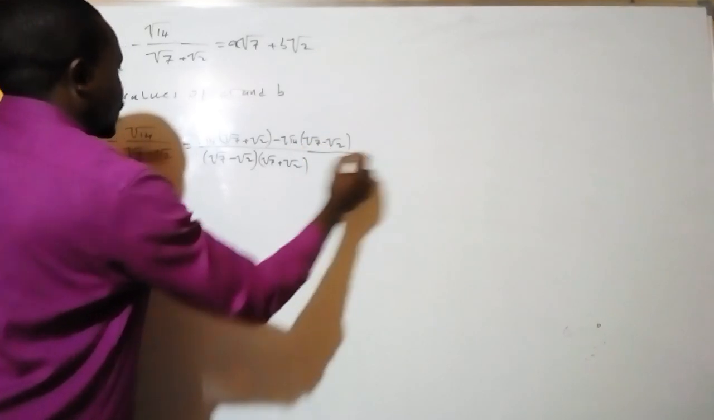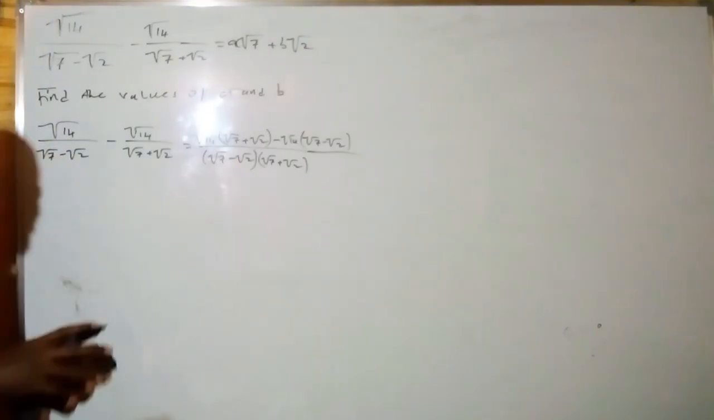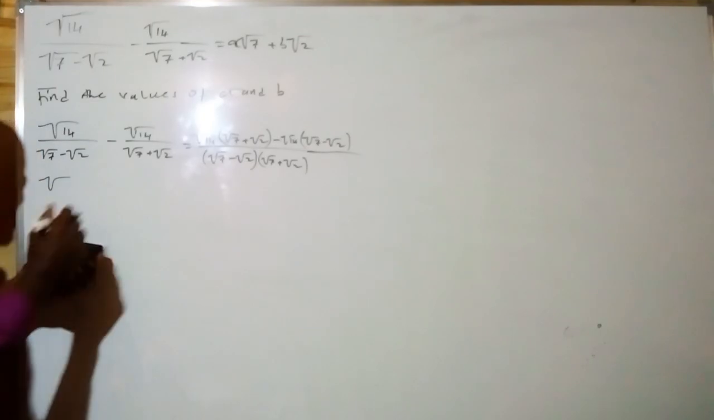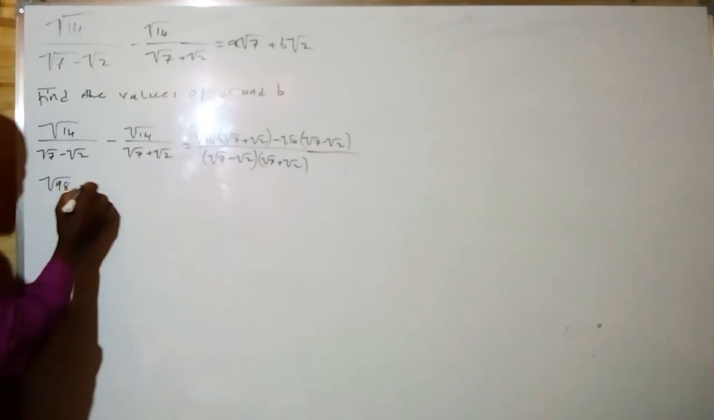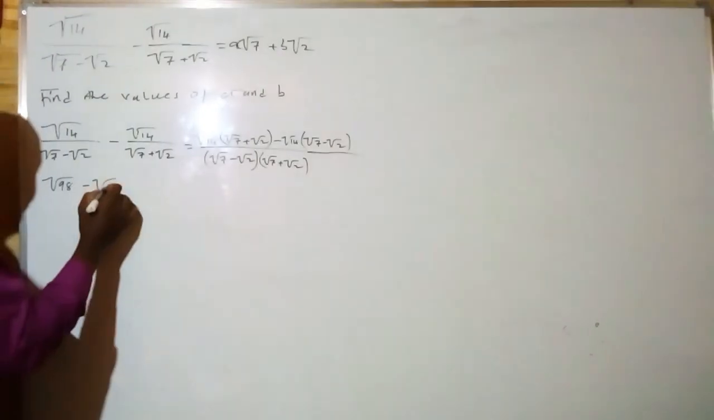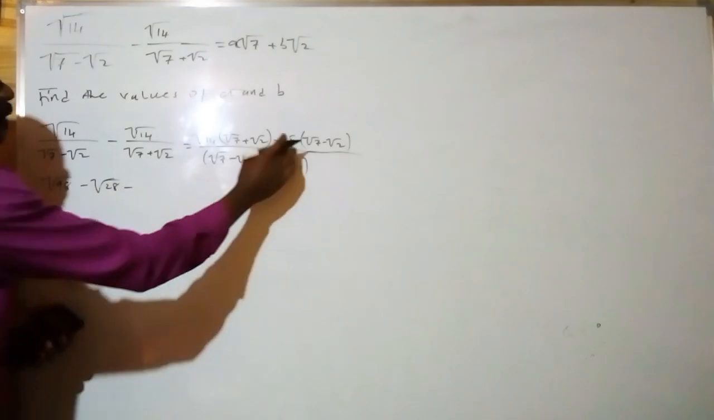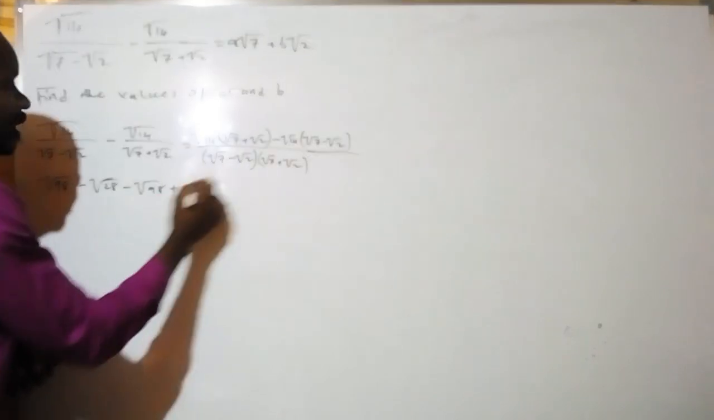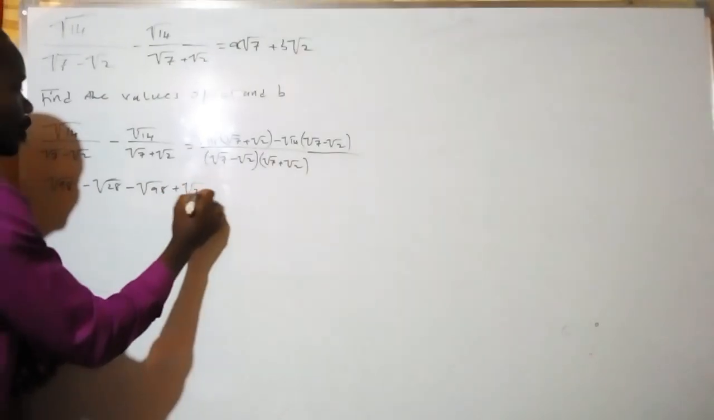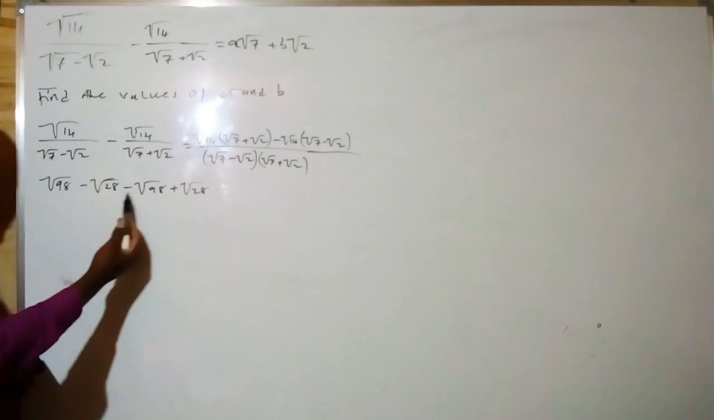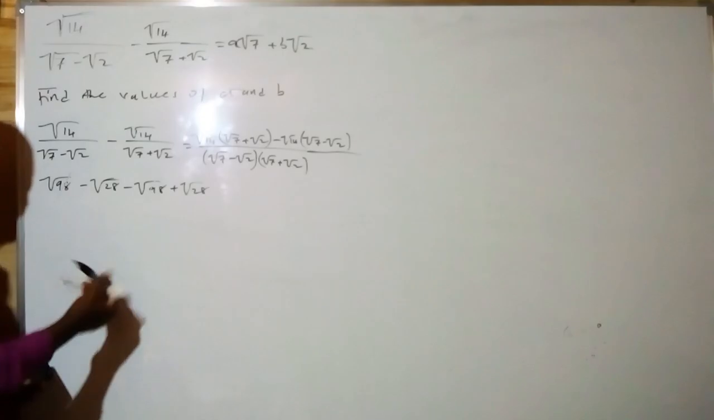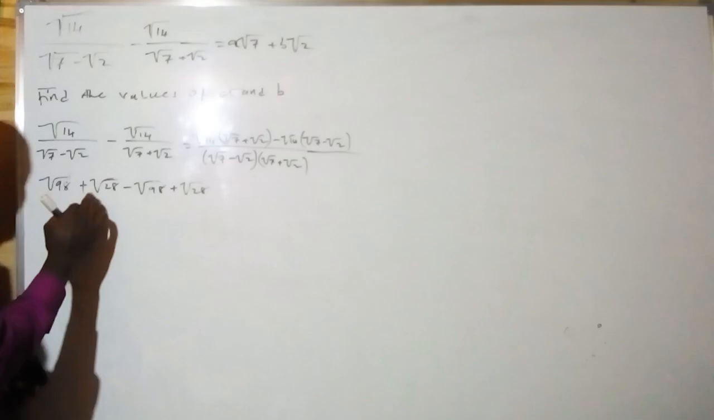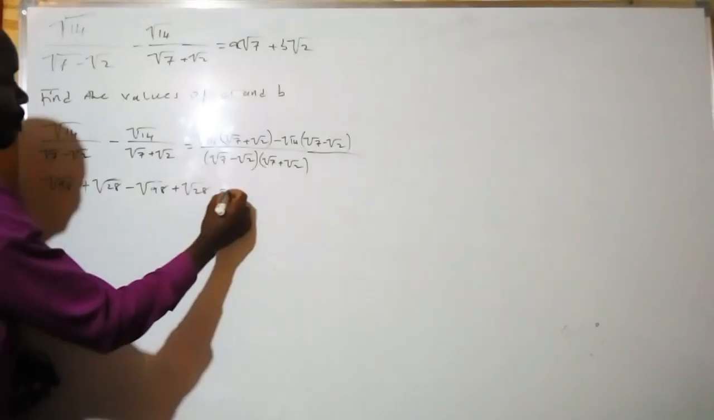Open the brackets here. Root 14 times root 7 is root 14 times 7, which is root 98, minus root 14 root 2, which is root 28, minus root 14 root 7, minus root 98. Negative and negative is plus, root 14 root 2 is root 28. Then we have root 98 minus root 98, which will cancel out to 0. Then here we had the plus, also here we had plus root 28, plus root 28 is 2 root 28.